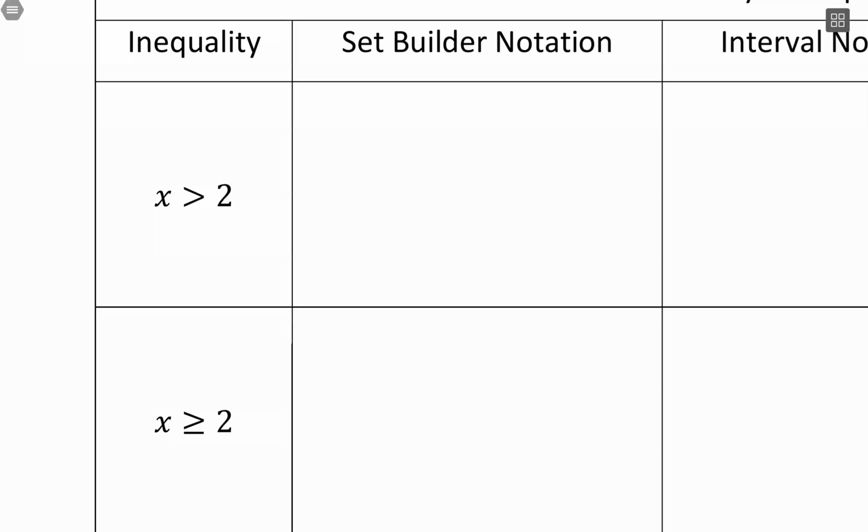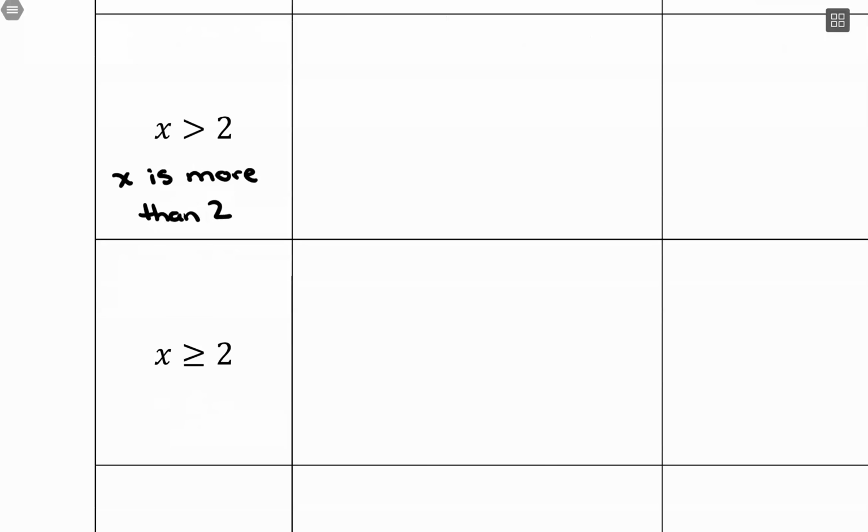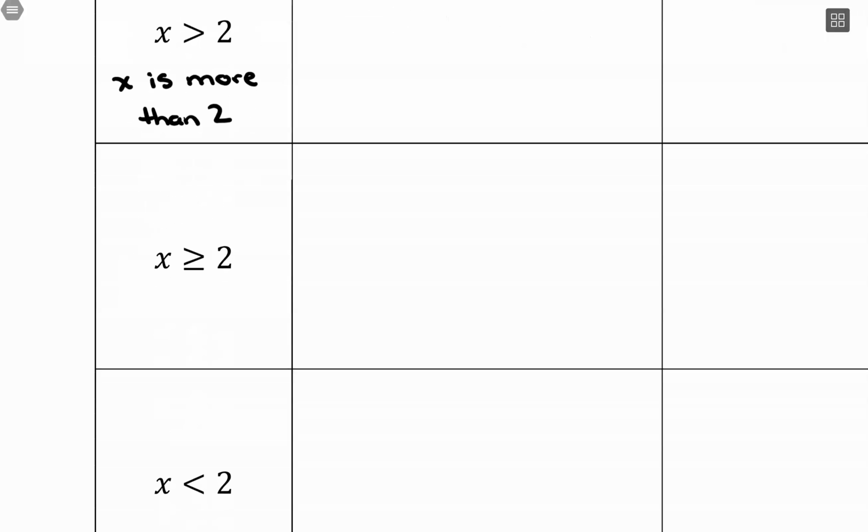So in this case, I would read this as x is more than 2. In fact, I'll write that down for us. So the interpretation, x is more than 2. In this case, it's the same direction, but we have this line here showing that it can equal that value. So x is greater than 2, but it could also be equal to. So x is more than or equal to 2.